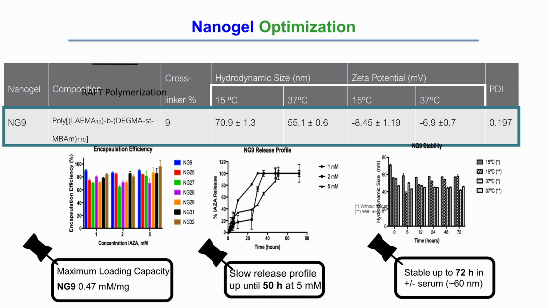We looked at the encapsulation efficiency. With optimization, we could encapsulate 80% of the drug, with up to 5 millimolar. We also looked at the release of the drug over time, and at the stability of these nanoparticles even in serum. What we found is they're quite stable because of this dense sugar on the surface, and we have a controlled release.